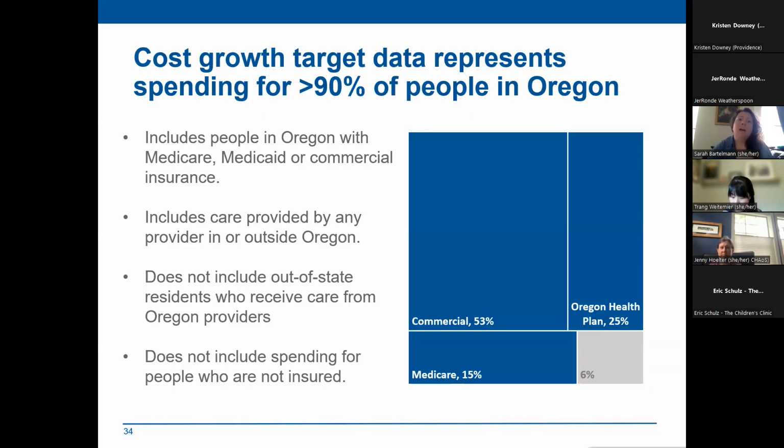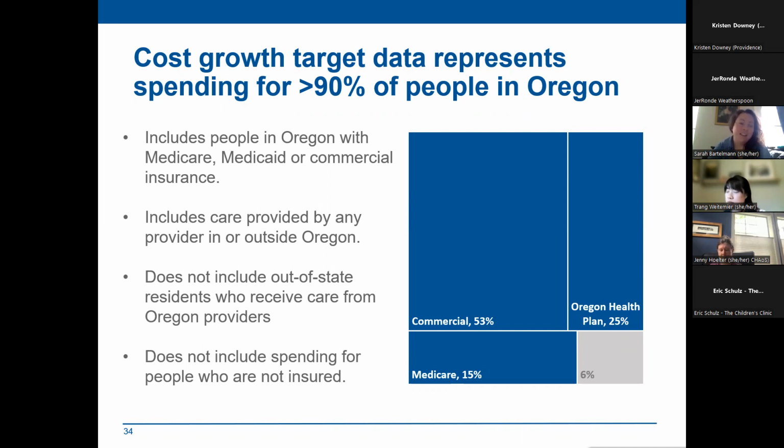So how are we measuring the cost growth target? Cost growth target data represents spending for over 90% of people in Oregon. We are focusing on people with commercial, Medicaid or Medicare insurance. We are not looking at spending for people who are uninsured. We are looking at spending for people that live in Oregon. It includes care provided by any provider in Oregon, as well as out-of-state care for those Oregon residents.